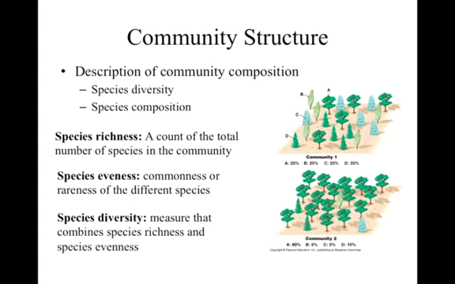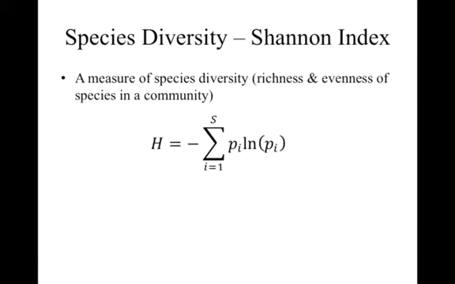Species diversity itself, which is one of the more common metrics, is actually a combination of species richness and species evenness. There are very different metrics that you can use for diversity. We're just going to look at one in this class, and that's called the Shannon Index. Regardless of the metric you use, typical metrics of species diversity include both richness and evenness. They ball it all up into a single number.